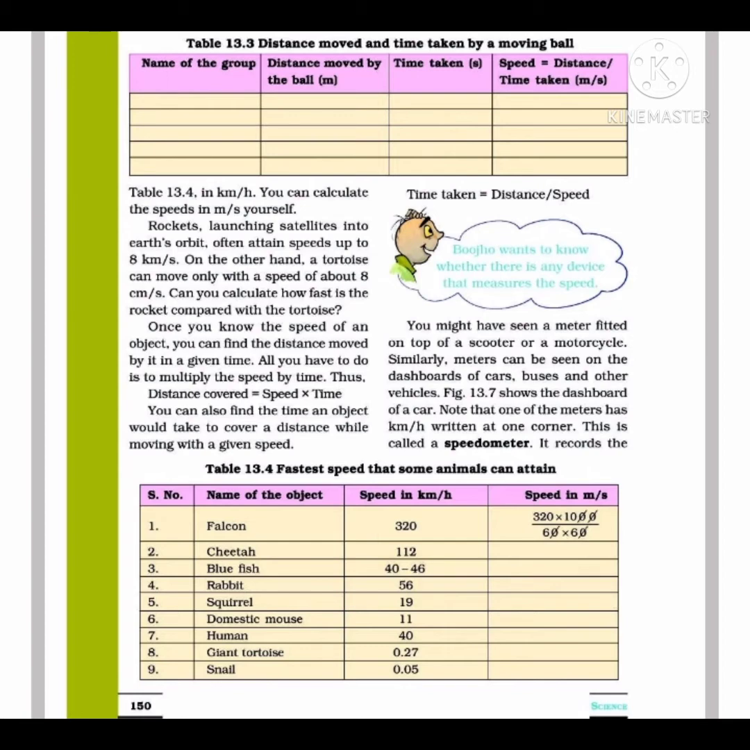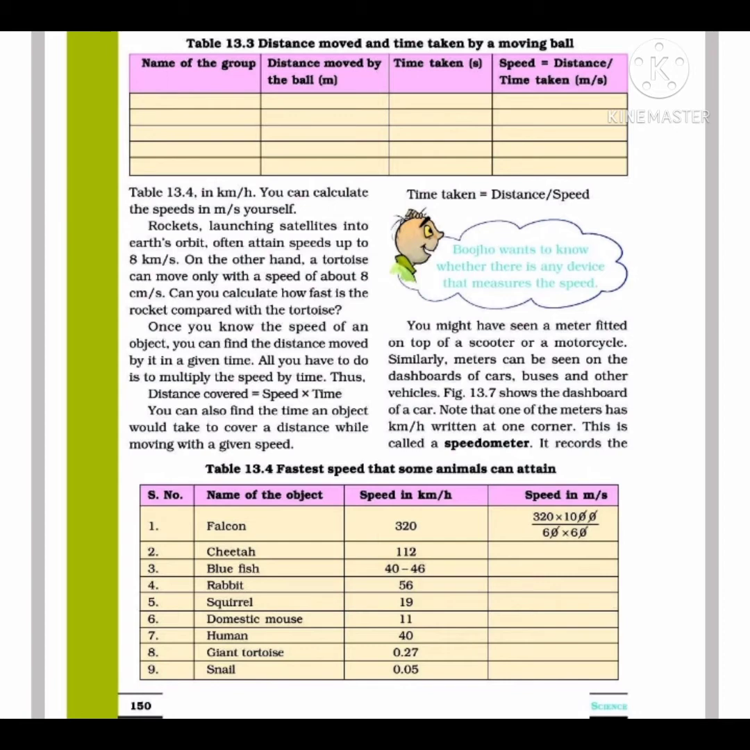One example is given there. Name of the object, there is a falcon, one bird with a high speed. Speed in kilometer per hour, that is 320. How can we convert 320? We studied in 6th standard, 1 kilometer is equal to 1000 meter. So 320 into 1000 will give the speed in meters. The next is the per hour.